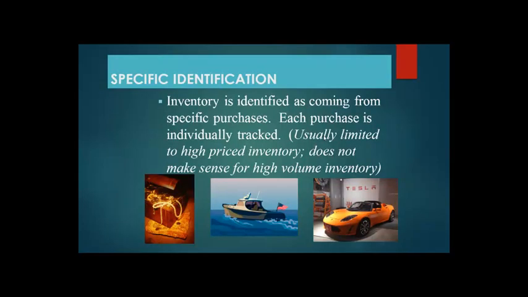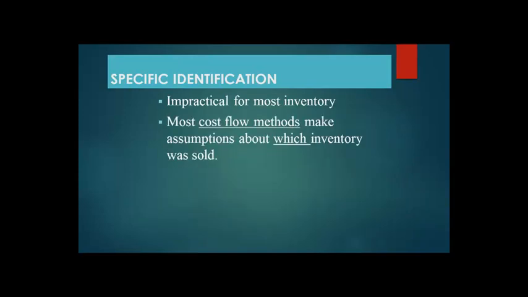Specific identification is where inventory is identified as coming from a specific purchase. Everything is tracked individually. This is usually limited to high priced inventory. It doesn't make sense for high volume inventory like canned goods or blouses, but we're talking about high-end sports cars, a boat or a yacht, jewelry. Specific identification is not practical for most inventory.